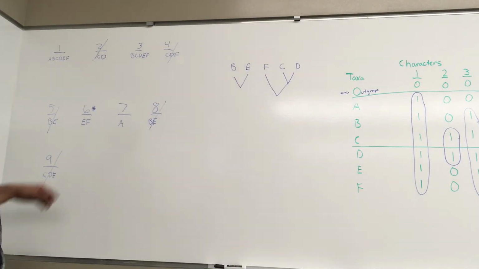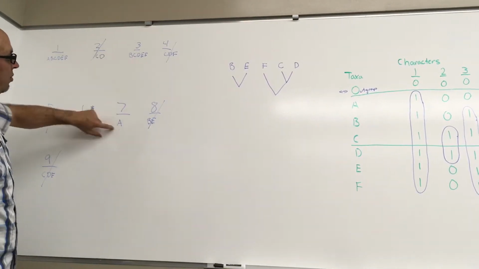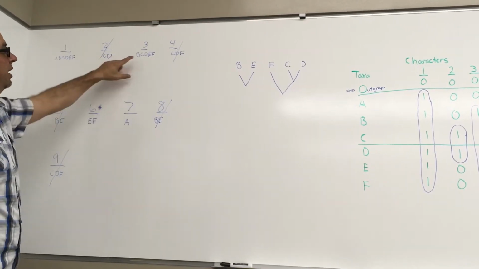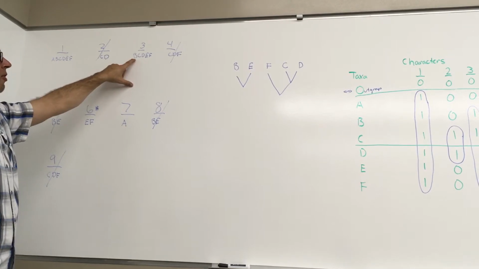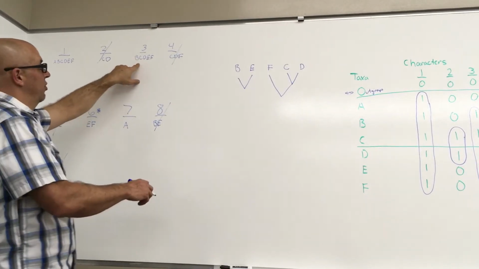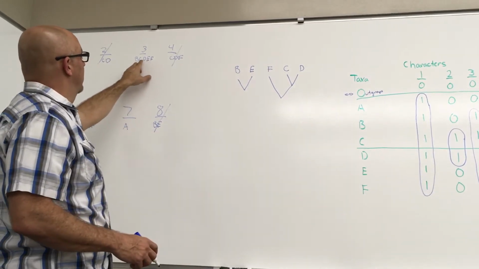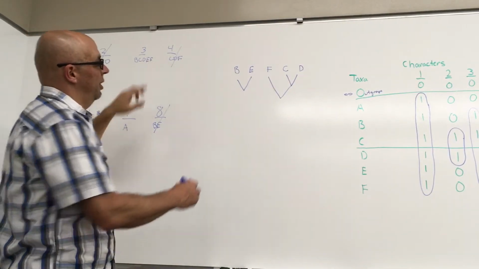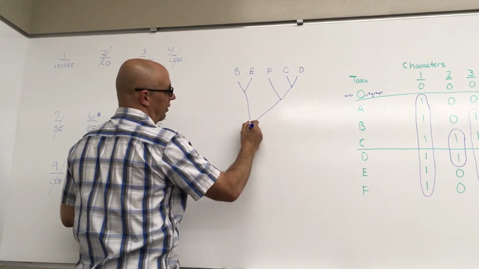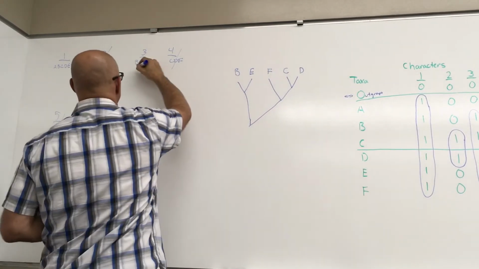So now the next bigger one is this one, right? This one we kind of ignore for now because it's an odd apomorphy. The next biggest one is 3. At 3 we have B, C, D, and F. And how do we show that grouping? Here's our C, F, D, and here's B, E. All we do is come here and bring that down to there. That takes care of that one.